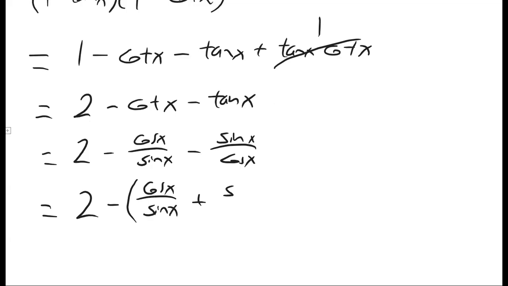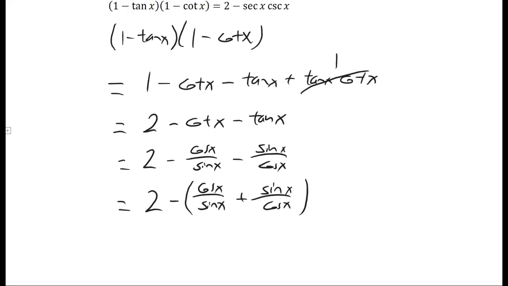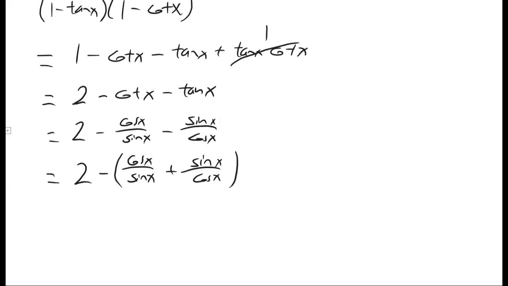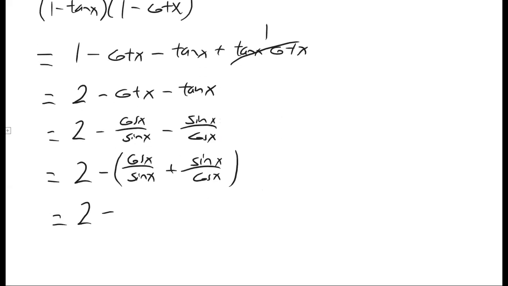Keep hitting the erase button, my bad. Okay, all right, so let's look at the top again. You can use the right-hand side as a hint. We need a secant and cosecant. So maybe let's factor. First, let's do 1 over cosine x, which is secant x.